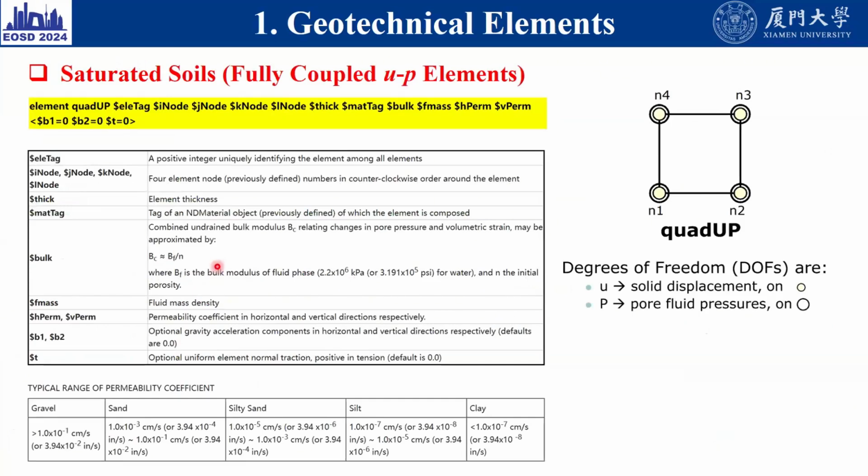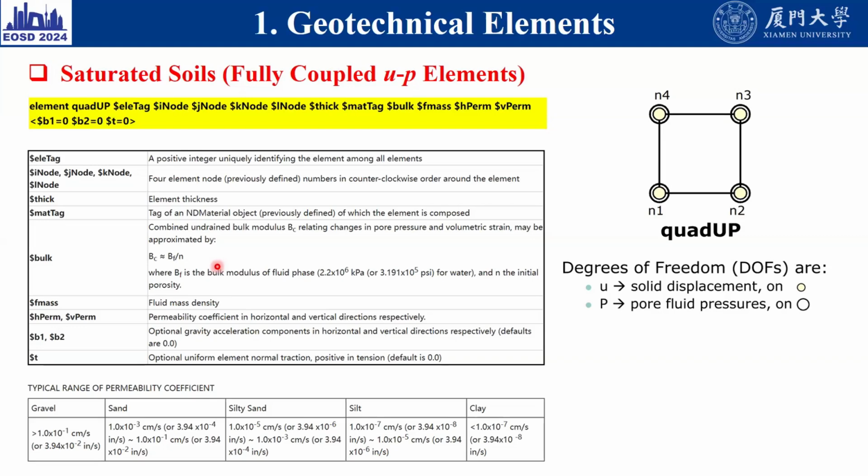Okay, so let's look at the saturated soil. Normally we use a quad UP element or brick UP element. Like I said, U represents the displacement degree of freedom and P represents the pore pressure degree of freedom. So this is a fully saturated UP element, right? What's the difference between the quad UP element and the quad element? The difference is it's fully saturated, right?